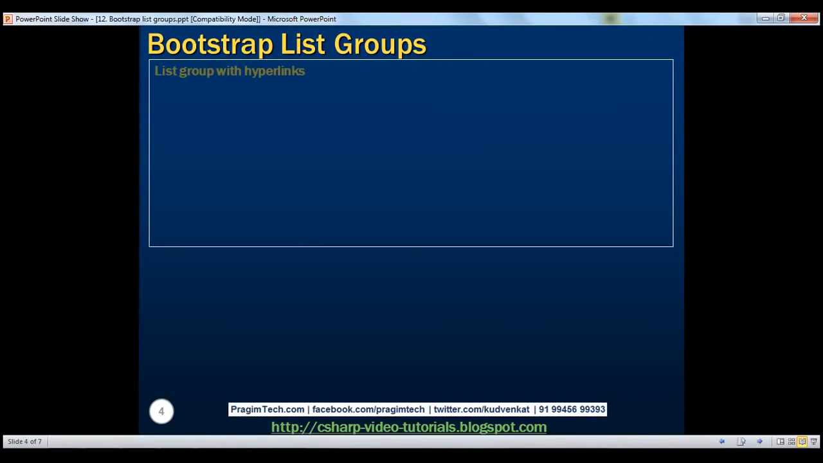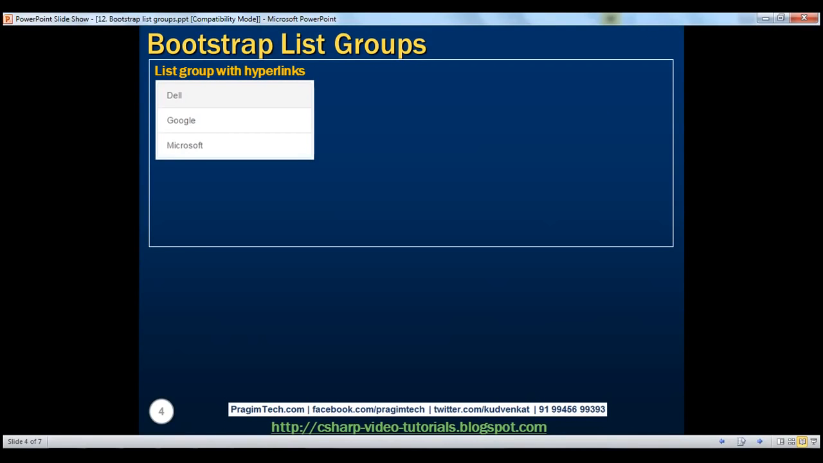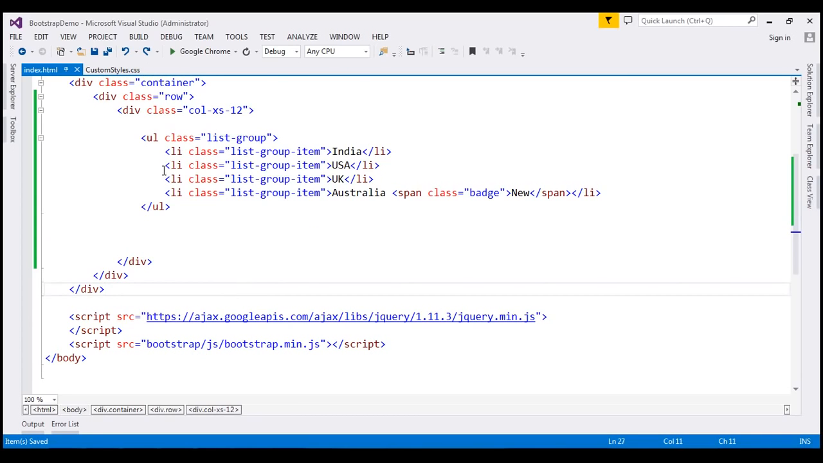Now let's discuss creating list group with hyperlinks. Here is what we want to do. We want to create a list group with 3 company names. Whenever we click on any of the list items, we want to be redirected to that respective company website. To create a list group with hyperlinks, there are 2 things that we need to do. First, instead of using an unordered list element, use a div element. Instead of using a list item element, use anchor element.